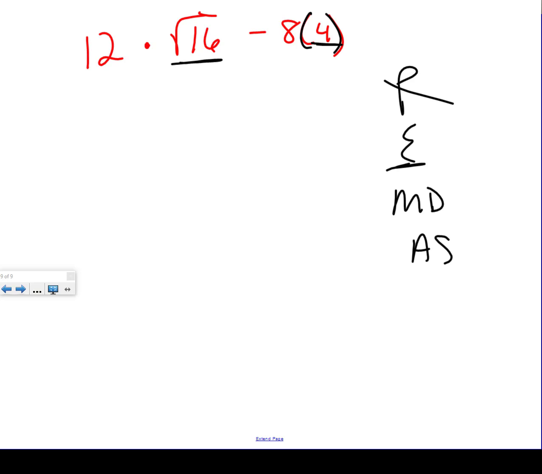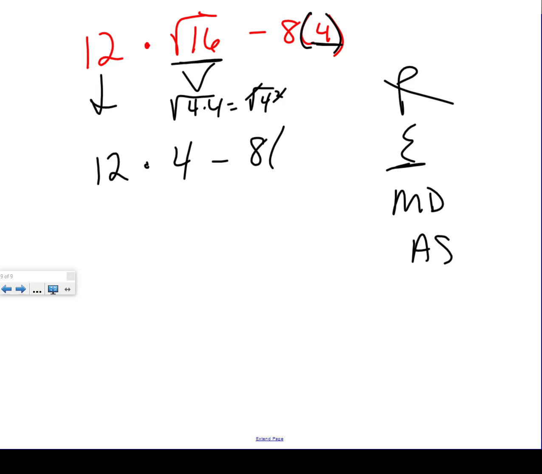So we're down, no parentheses. I don't have an exponent, but I do have a square root, so I'm going to simplify that now and bring down everything I haven't used. So there's 12 times, remember that the square root of 16 is 4 times 4, which is the square root of 4 squared. The squared and the square root cancel, so 4 is that answer. And minus 8 times 4 comes down. All right, so my exponents and square roots are done.